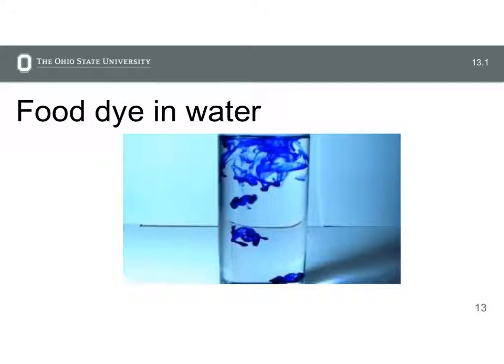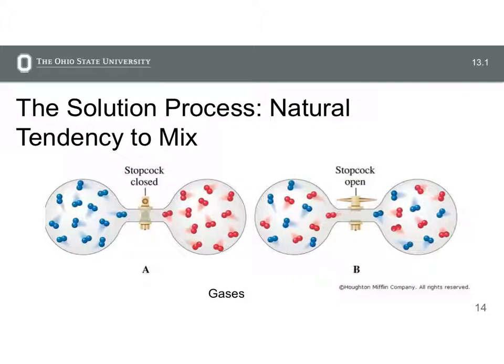So we've been talking about dissolving solids in water. This is just a fun little picture of dissolving a food dye in water. I enjoy watching that happen. But why does it happen? Why do solutions form? Why isn't it that we put a drop of food dye in water and it just sits there as a drop? Why does a solution form?